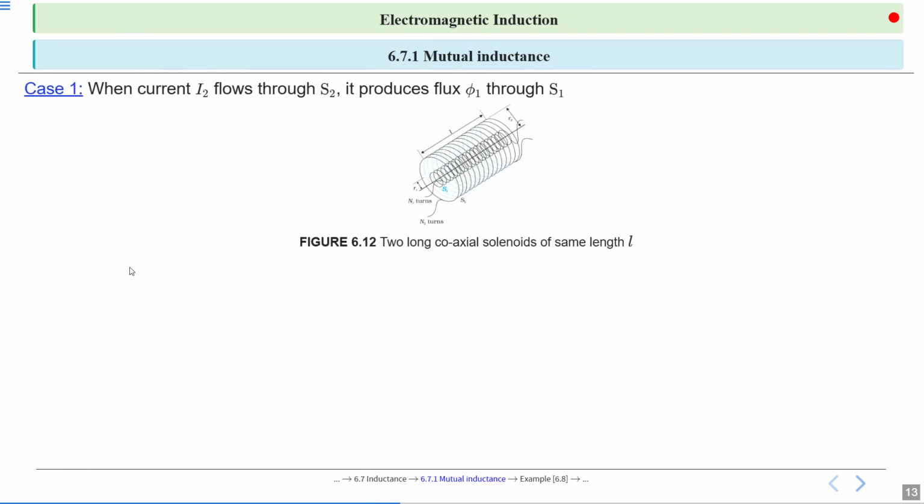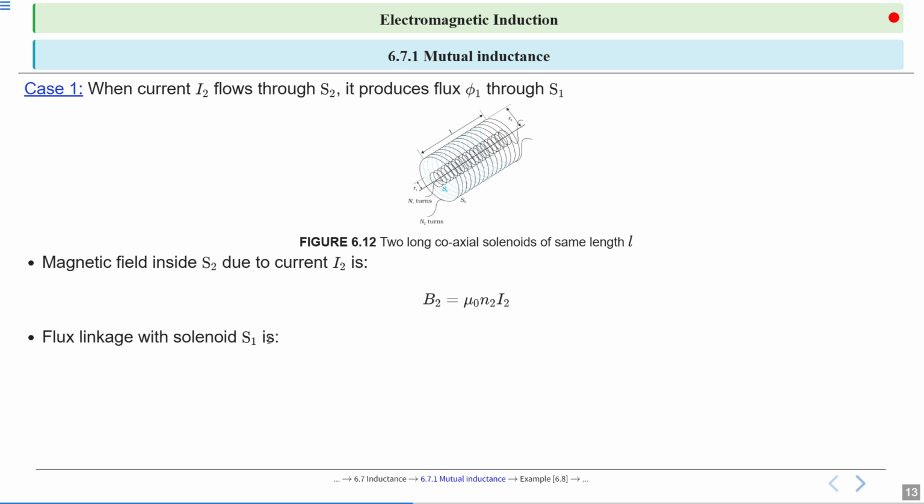Okay, case 1 is going on. Now, magnetic field inside S2 due to current I2. Due to current I2 flowing through S2, the magnetic field inside S2 will be B2. So B2 will be mu naught N2 I2, because current is flowing through S2. We know that magnetic field inside the solenoid will be B equal to mu naught n i. So B2 will be equal to mu naught N2 I2.